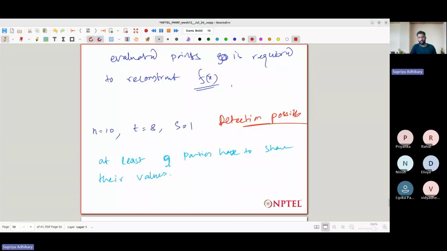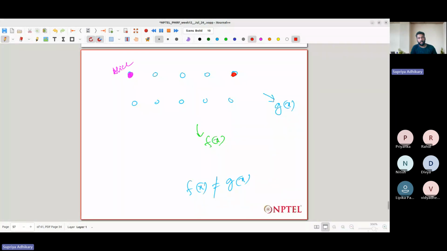But remember, only detection is possible. Alice cannot identify exactly which point, exactly who has given the incorrect data. Alice cannot identify that. So this identification is not possible, but Shamir's secret sharing scheme can be modified a little bit so that the identification is also possible.